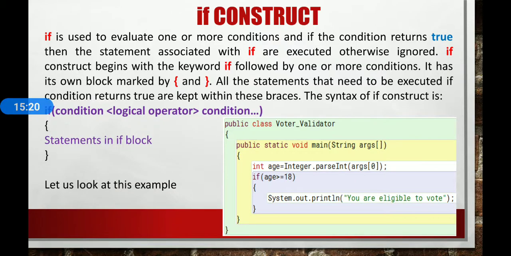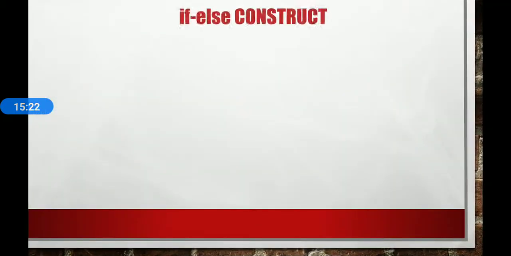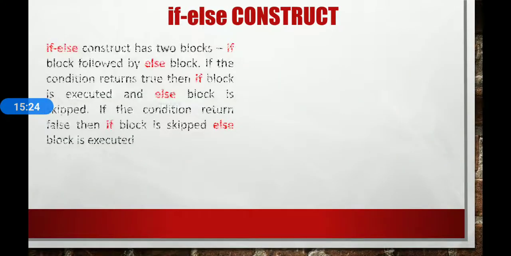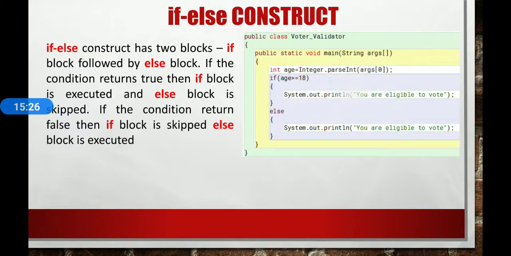Now let's see the if else construct. The if else construct has two blocks, an if block followed by an else block. If the condition returns true, then the if block is executed and the else block is skipped. If the condition returns false, then the if block is skipped and the else block is executed. Let us see another version of the previous program. Notice how the else block is mentioned just below the if block.